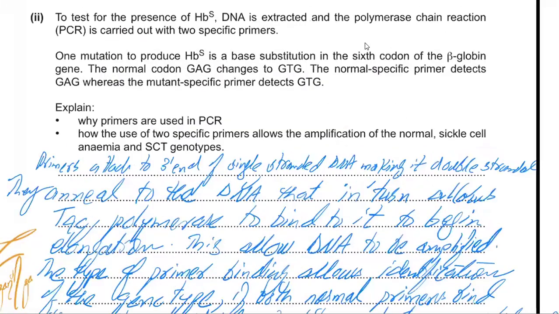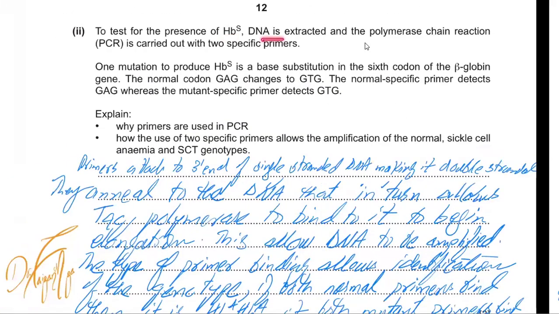So to test for the presence of HbS, DNA is extracted and the polymerase chain reaction, PCR, is carried out with two specific primers. One mutation to produce HbS is a base substitution mutation in the sixth codon of the beta globin gene. The normal codon GAG changes to GTG. So this is the point mutation, a missense mutation, or a base substitution mutation in which there is a change of one base, the second base of this codon.